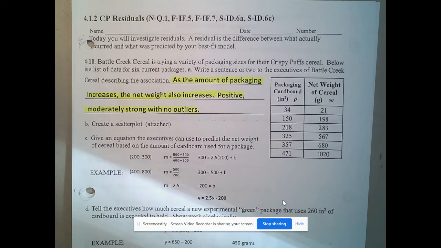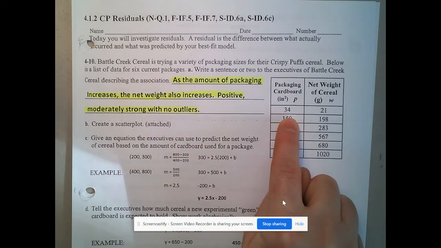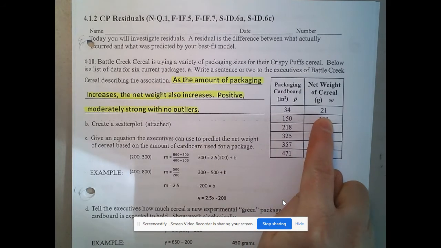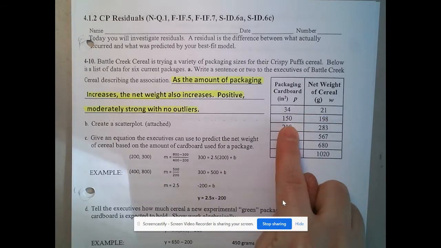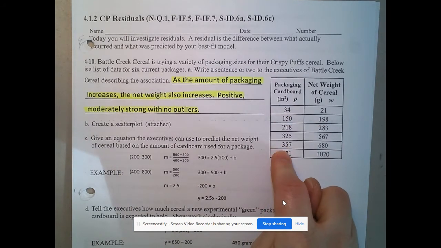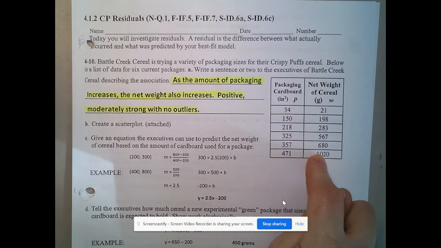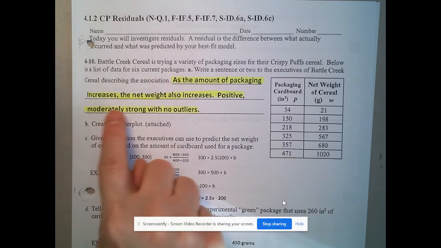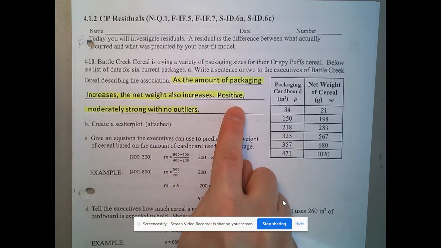So Battle Creek cereal is trying a variety of packaging sizes for their Crispy Puffs cereal. Below is a list of data for 6 current packages. Write a sentence or two to the executives of Battle Creek cereal describing the association. So we're saying, 34 square inches is used to package 21 grams of cereal. 150 square inches is used to package 198 grams of cereal. So what we're noticing is as the packaging increases, the weight of the cereal inside is increasing as well. So as the amount of packaging increases, the net weight also increases.